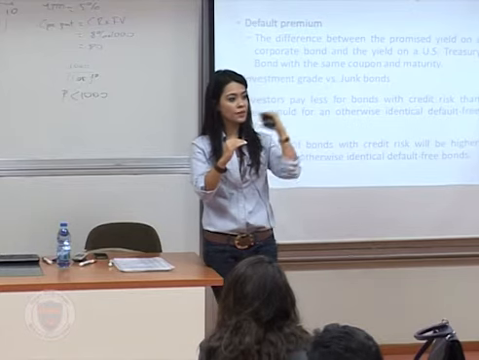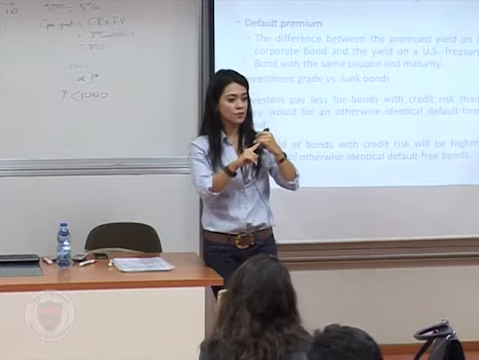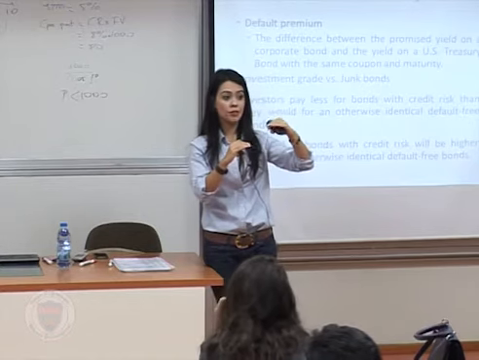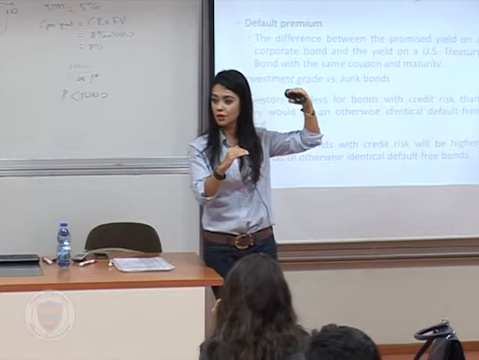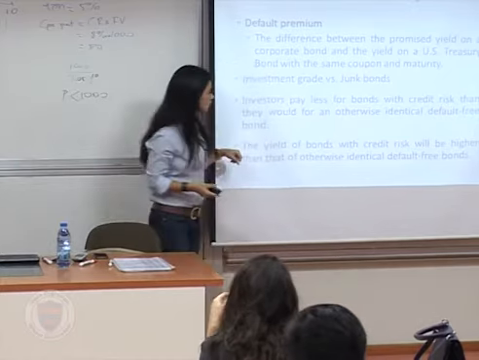On top of it, for additional risk, you will ask for the risk premium. So if you have interest rate risk, you want more return. If you have bankruptcy risk, you want more return. So every time you take risk, you want more return. Okay, that's important.